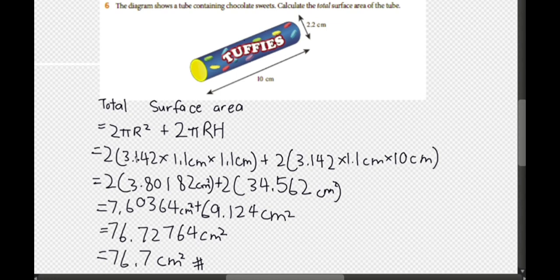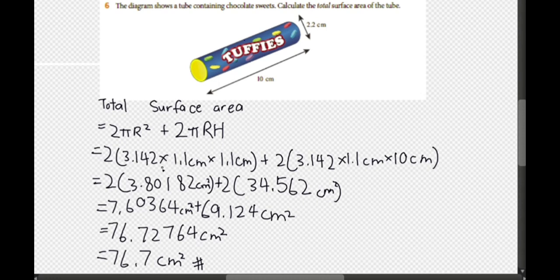Now pi, we can write it as 3.142. The radius here is 1.1 since the diameter is 2.2. So to find the radius, we take 2.2 divided by 2, which gives us 1.1 cm. Hence, the 2 pi radius squared here will be equal to 2 times 3.142 times 1.1 cm times 1.1 cm. And we need to add to it 2 times 3.142 times 1.1 cm times 10 cm. As you can see here, the radius is 1.1 and the height is 10 cm.